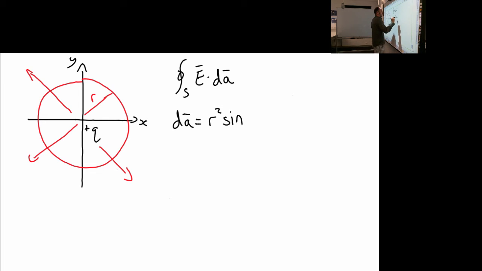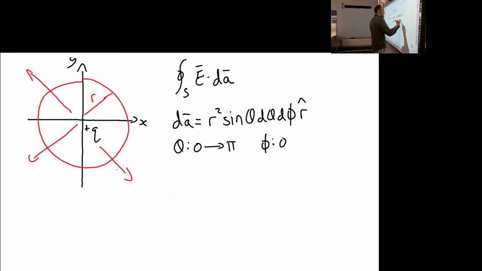Okay, so what we have here is our integral of E dot dA. So now what's our infinitesimal surface area element? Well, r is constant. So we have r squared sine theta d theta d phi r hat. And theta goes from 0 to pi, and phi from 0 to 2 pi.